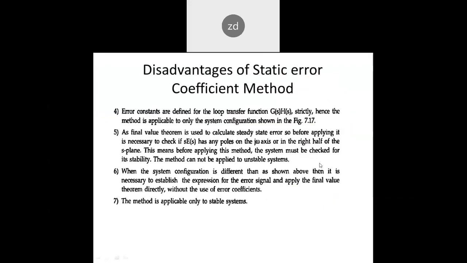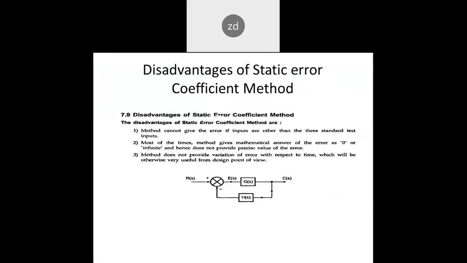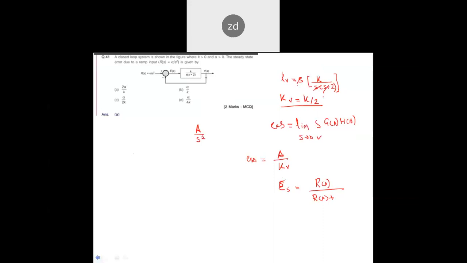Sorry, where did it go? Yeah, here it is, 1 plus g of s h of s. So what is my input here? My input happens to be alpha by s square. So I will just put this term alpha by s square, and for my error the formula is into s, and this is 1 plus g of s h of s.